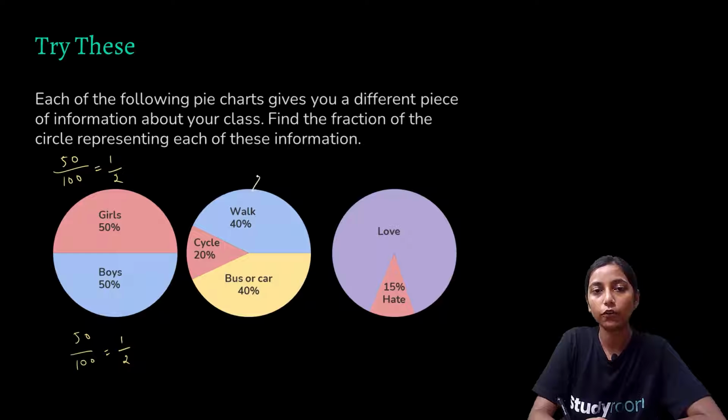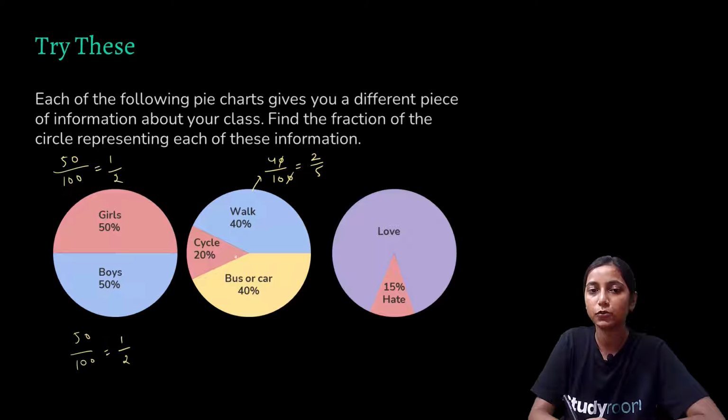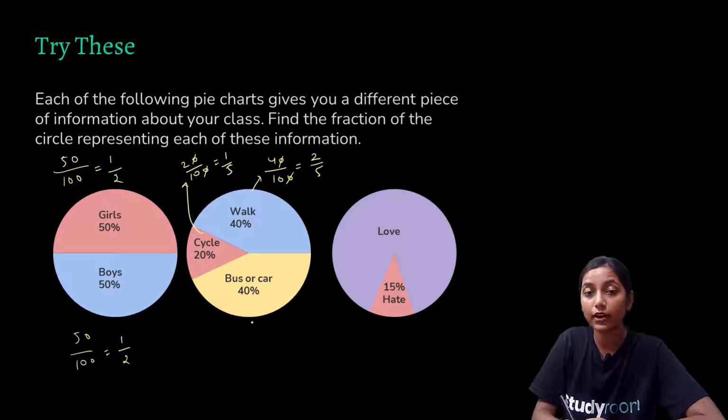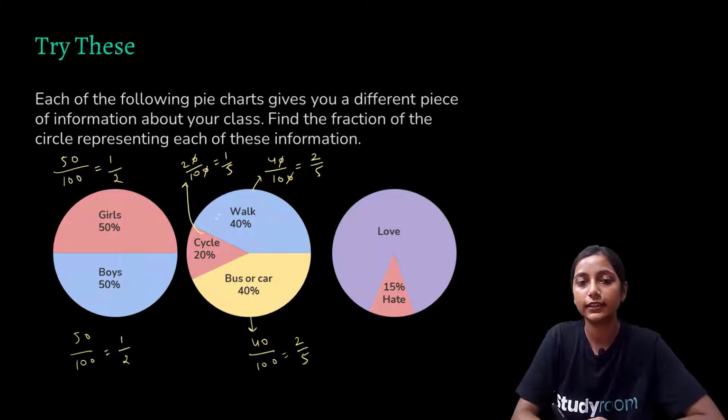Now for walk, it is 40%, that is 40 by 100, and that will be 2 by 5. The fraction is 2 by 5. For cycle, it is 20 by 100, that is 1 by 5. And for bus or car, it is 40% or 40 by 100, that is the same as 2 by 5. So these are the fractions for walk, cycle and bus or car.